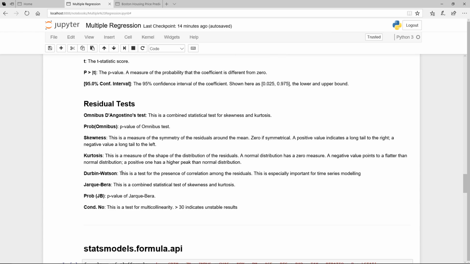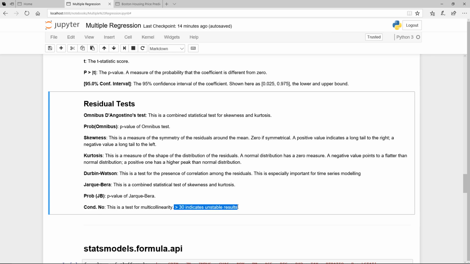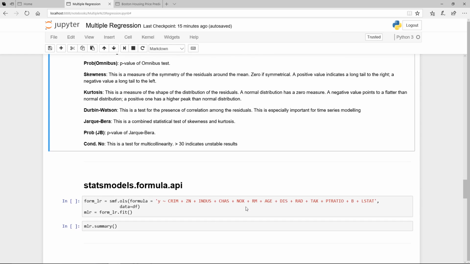The last two figures I want to actually cover are Durbin-Watson and the condition number. Durbin-Watson is only useful for time series modeling. This is a test of the presence of correlation amongst the residuals, especially from a time series modeling point of view. And the condition number is a test for multicollinearity. Anything that's greater than 30 indicates unstable results, meaning within your data, some of your so-called explanatory factors share the same variance, or the other way to put it is that one has an impact on the other, or they are correlated.